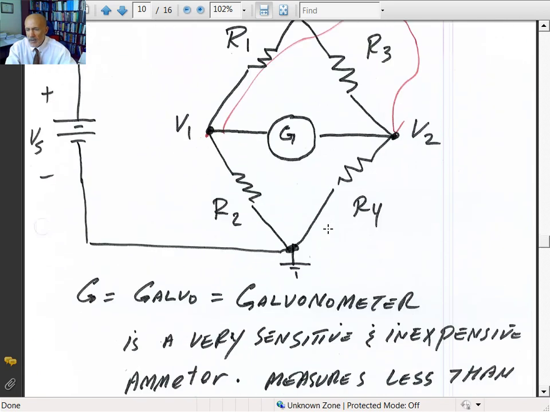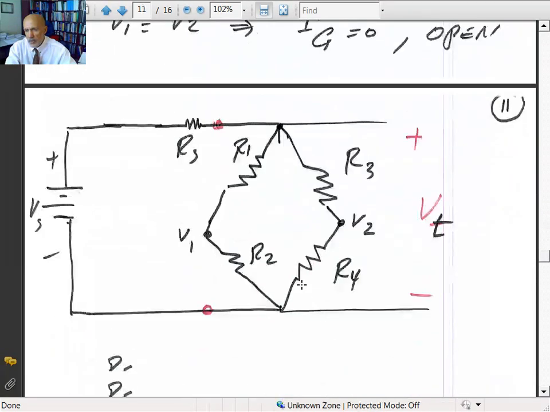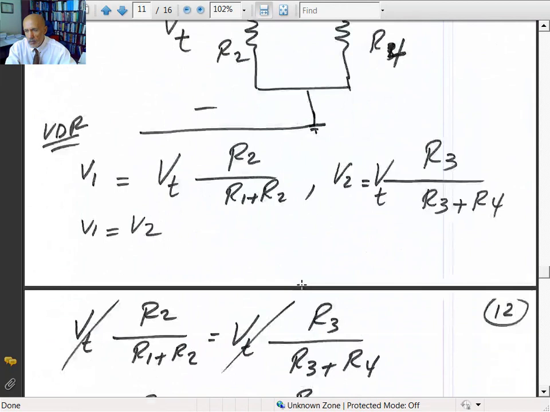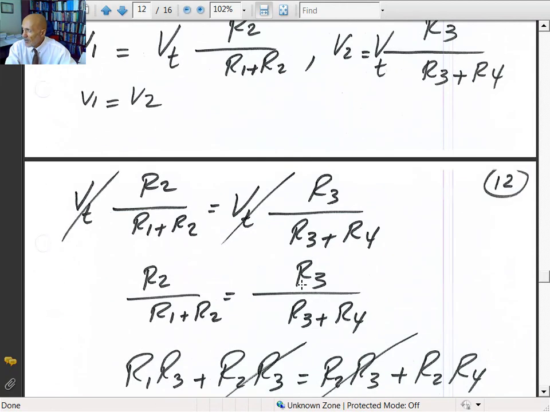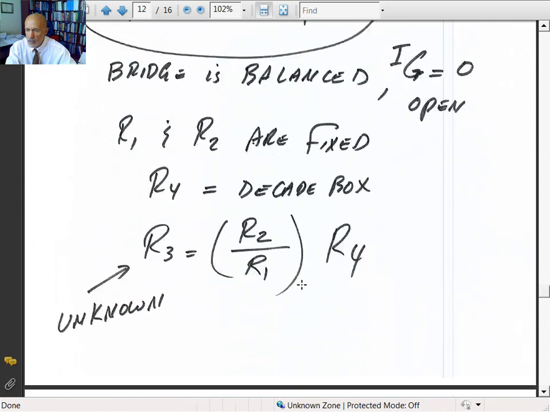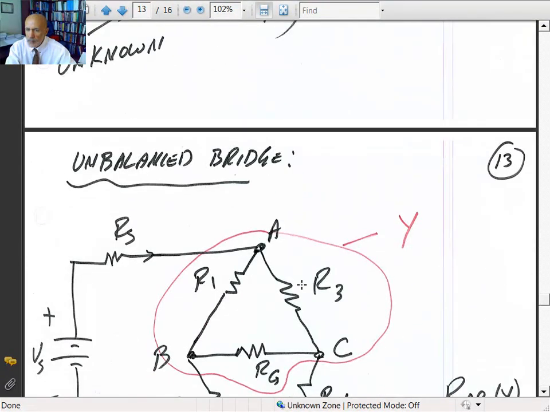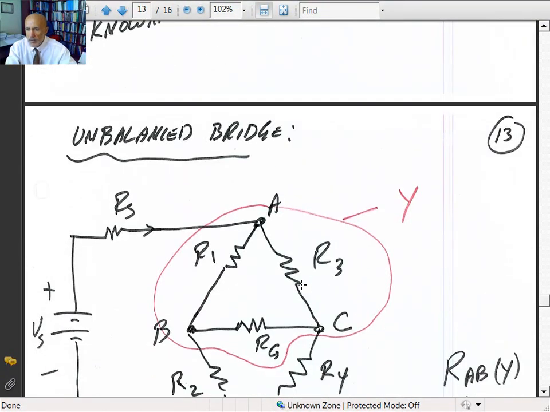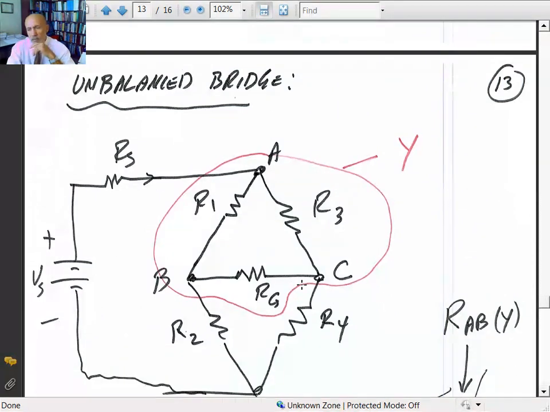the door. So if the bridge is unbalanced, we should be able to calculate how much current is going to develop in the galvo and how much voltage you're going to have at points 1 and 2. That becomes the unbalanced bridge. So in the unbalanced bridge, R of G is there. We're going to call that the resistance of the galvo.